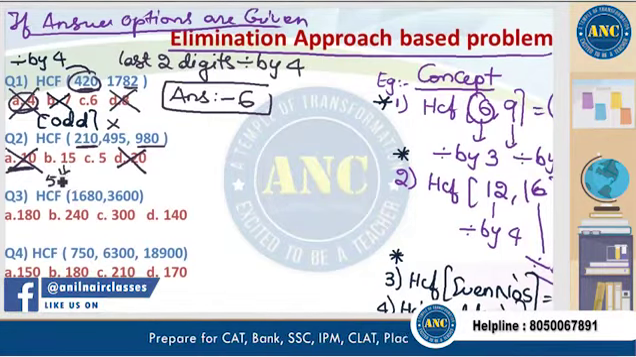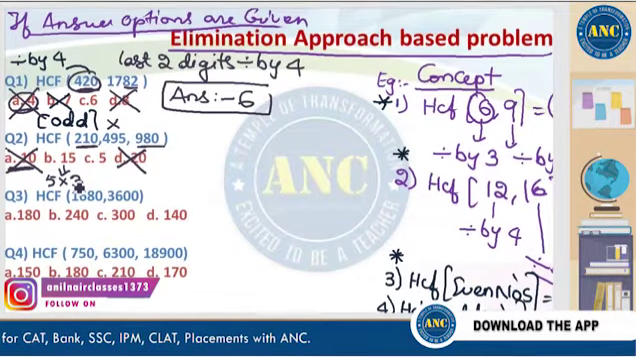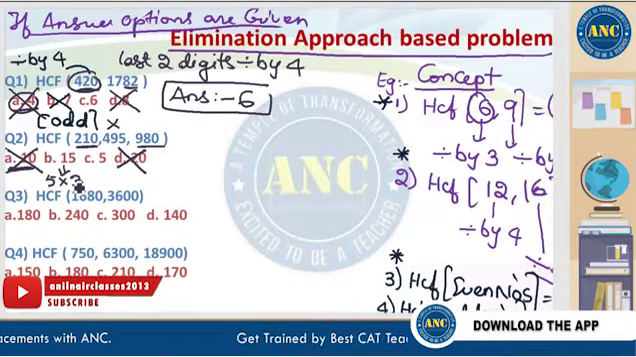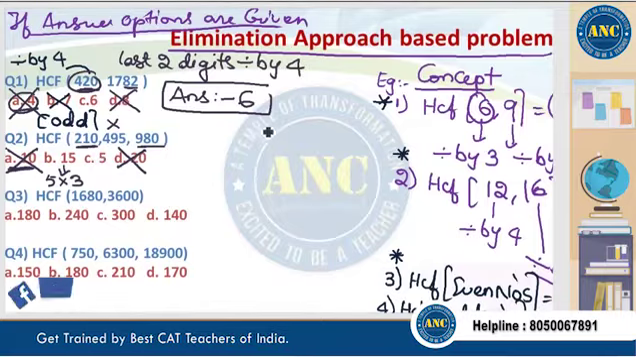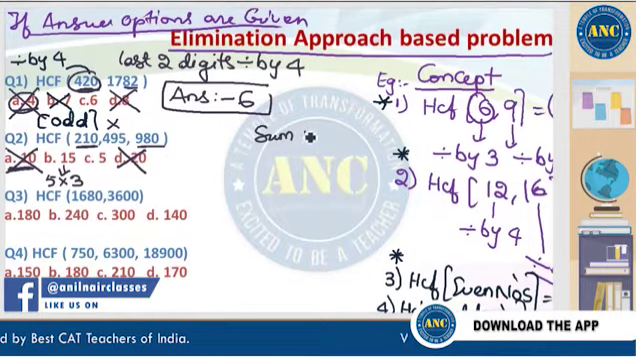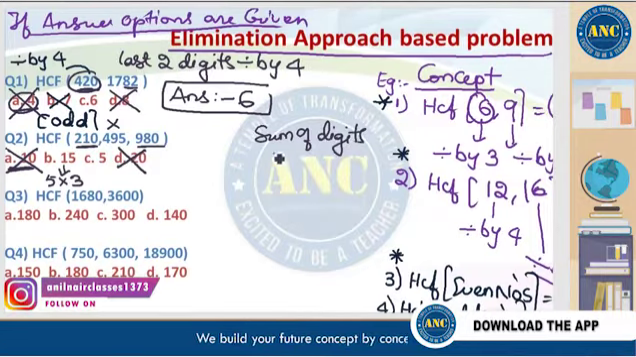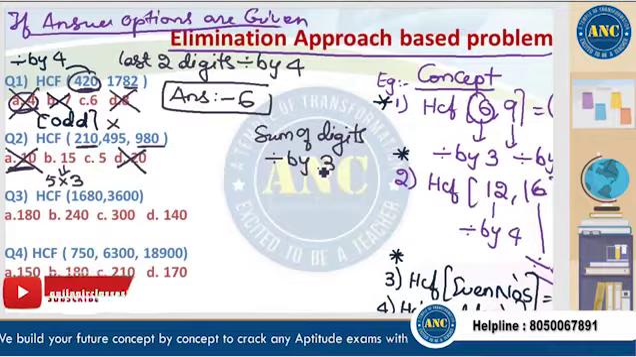15 is nothing but 5 into 3. Answer should be divisible by 5 and answer should be divisible by 3. What is the divisibility rule of 3? Divisibility rule of 3 is sum of digits should be divisible by 3.